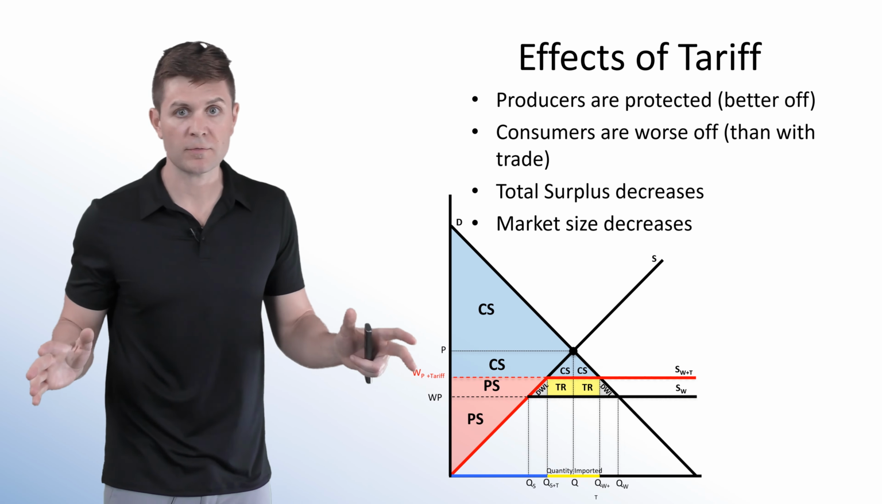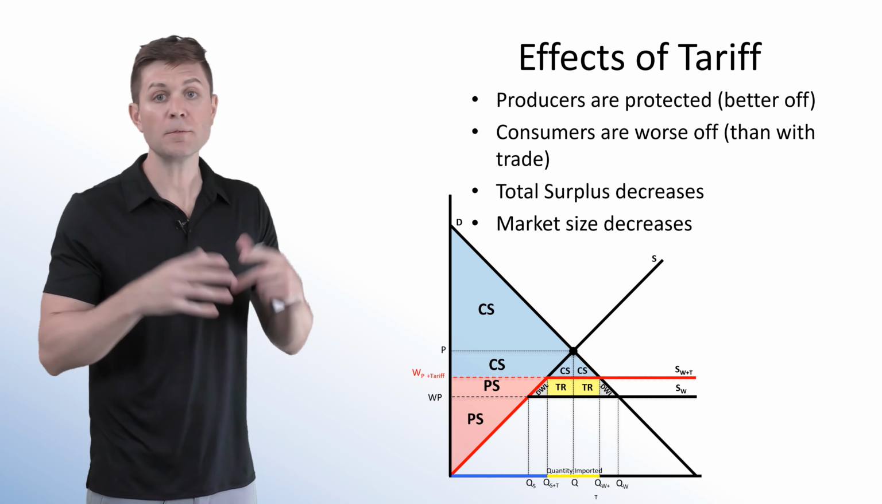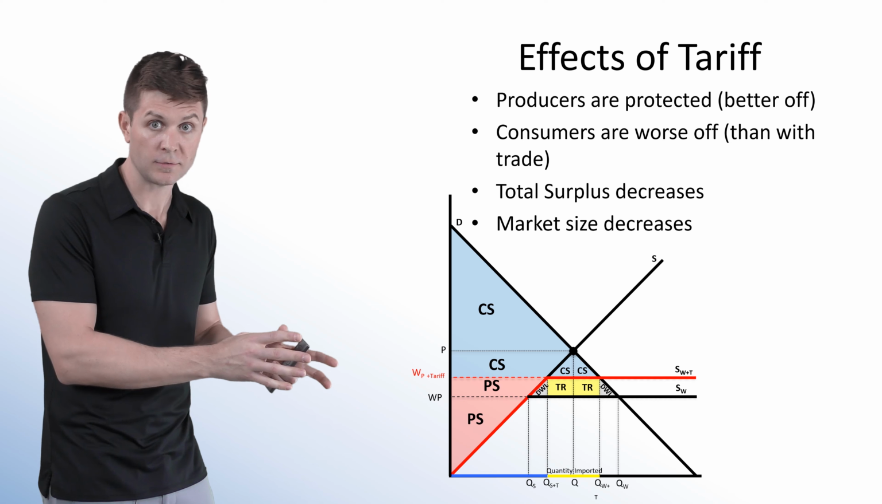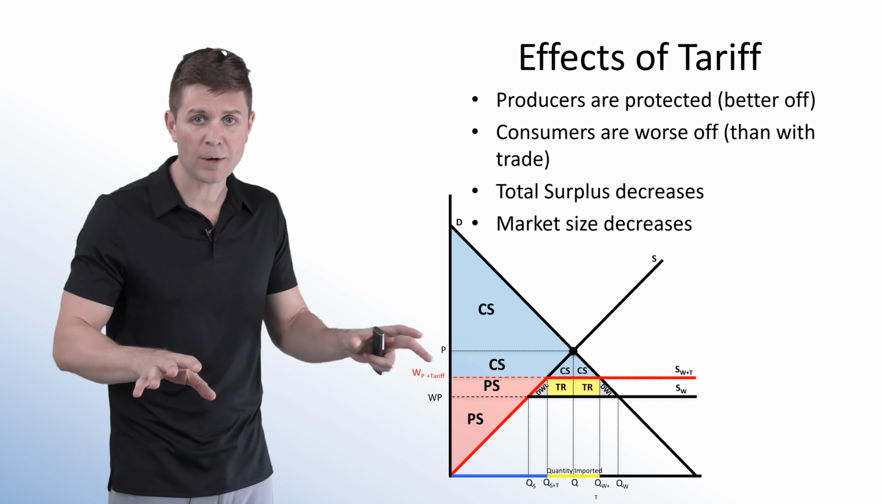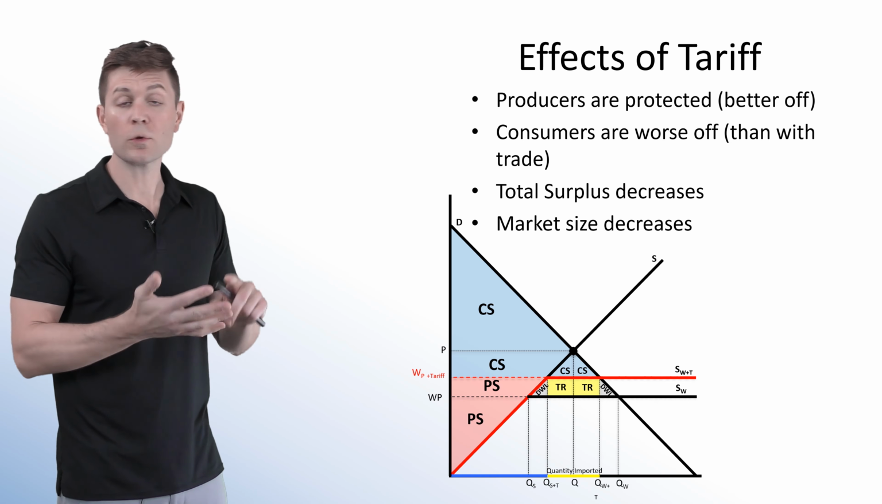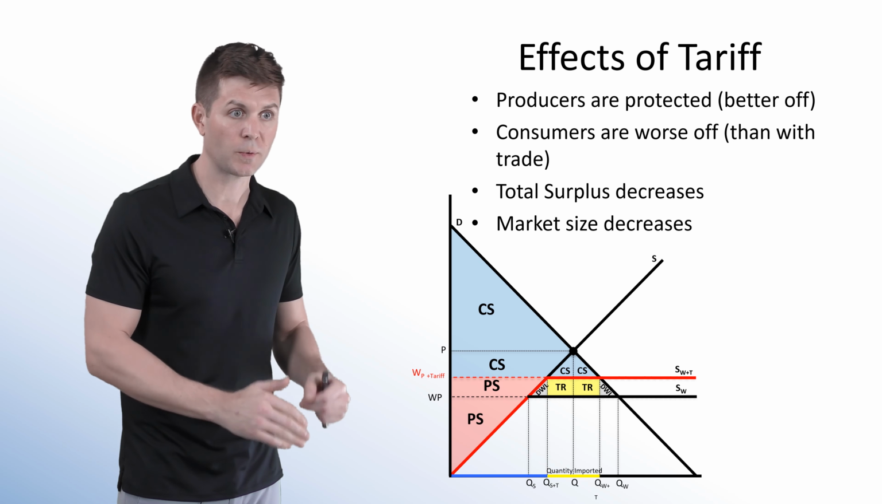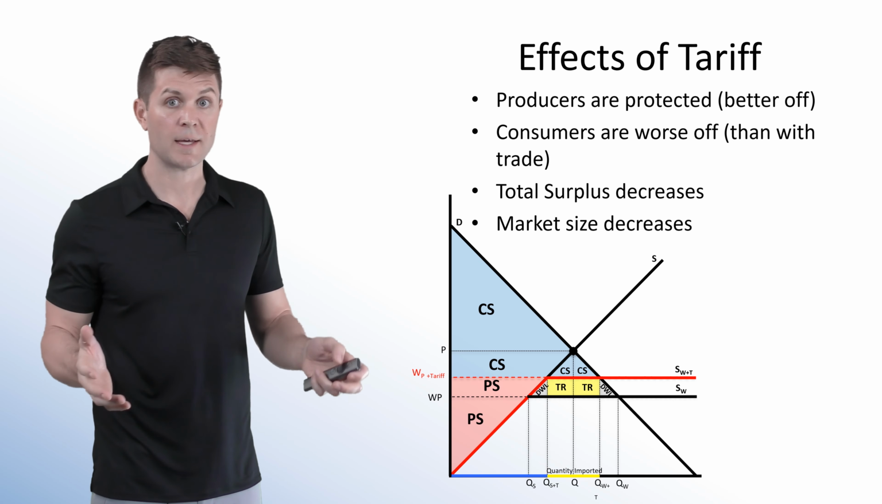So what are the effects of a tariff? Producers are protected, better off. Consumers are worse off than they were with trade, at least. They're still better off than they were without trade at all. Total surplus is going to decrease, and the market size is going to decrease, resulting in that deadweight loss that we have.